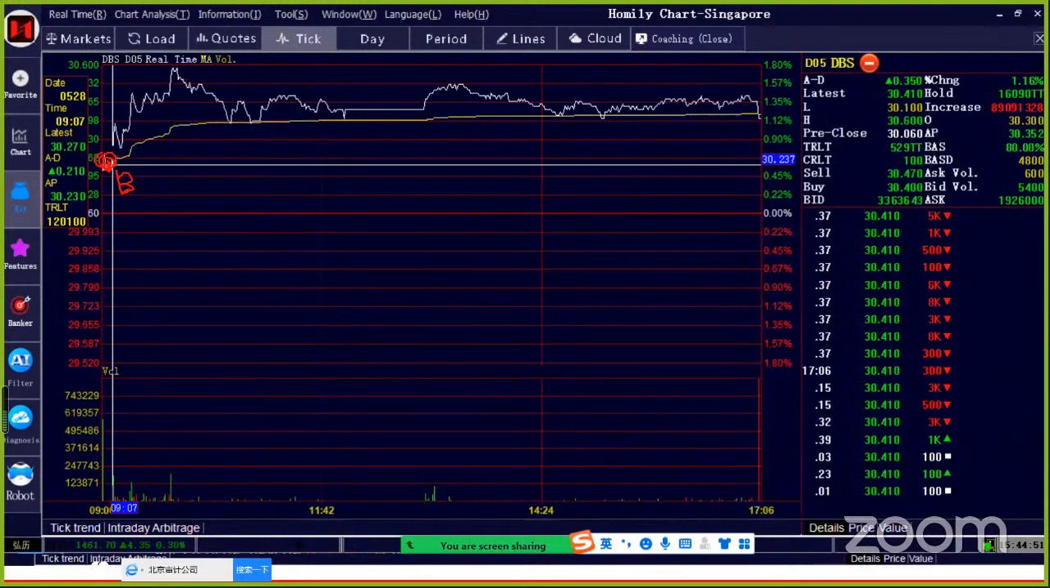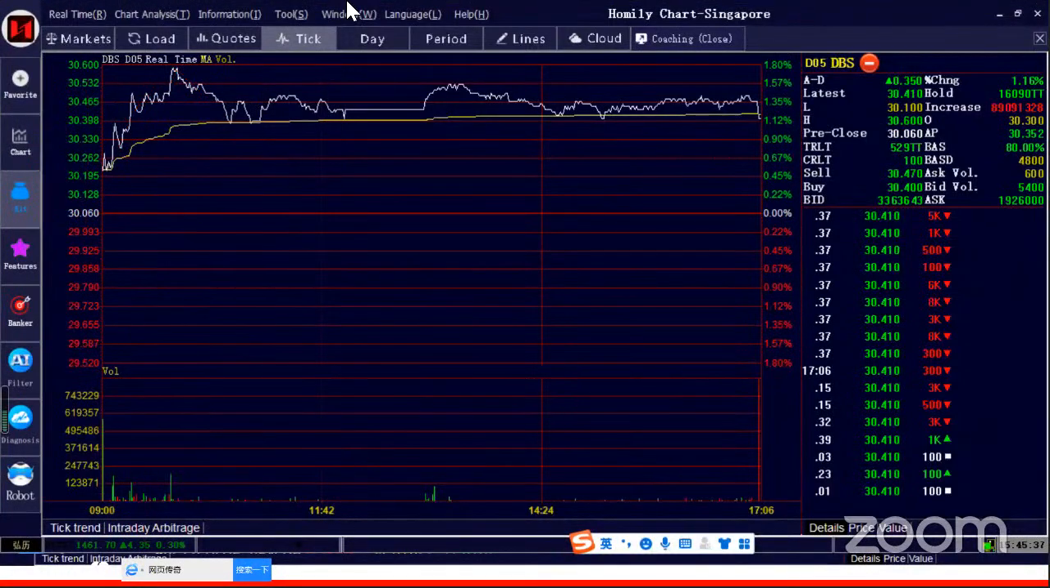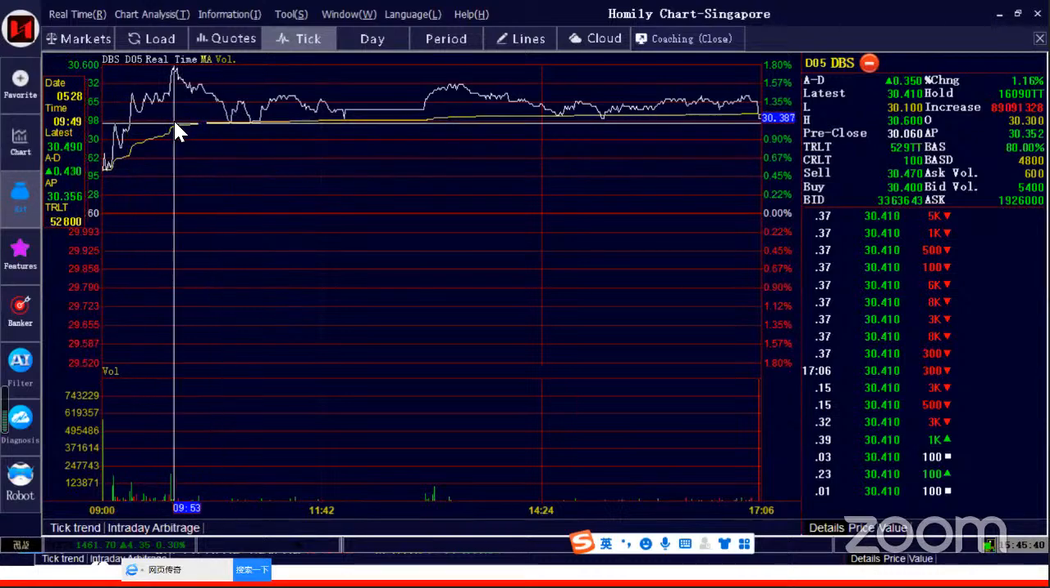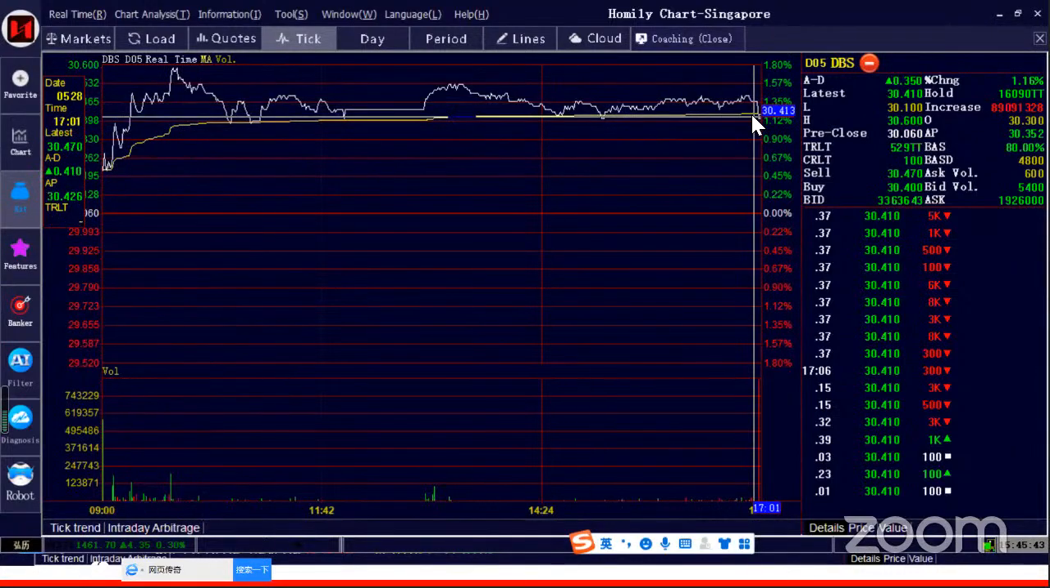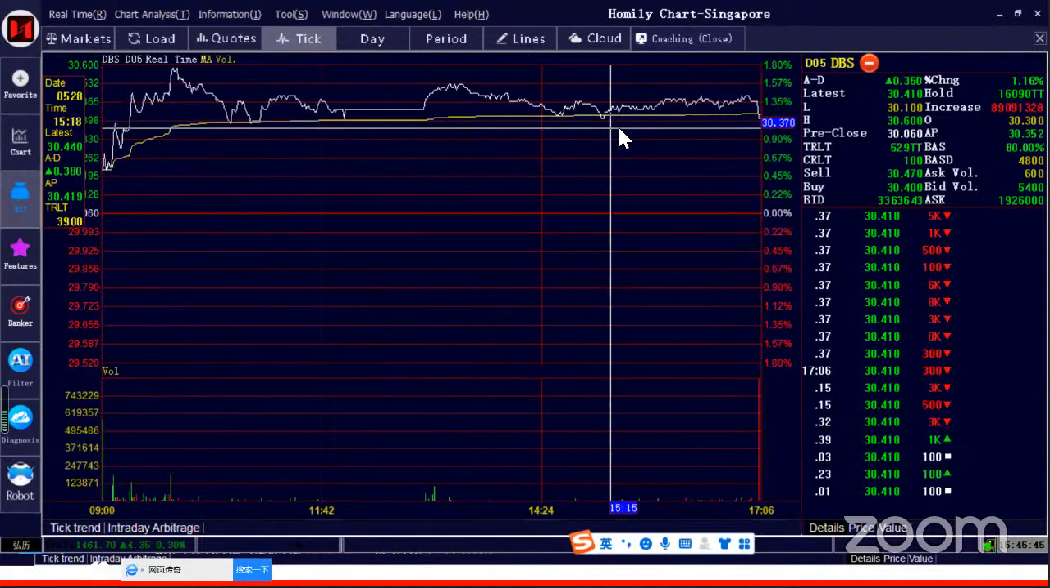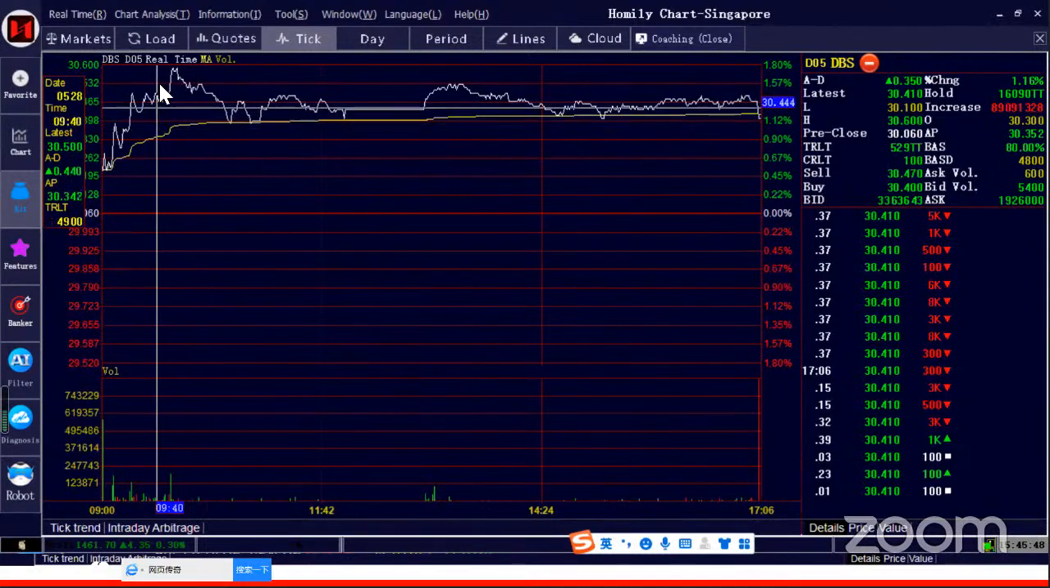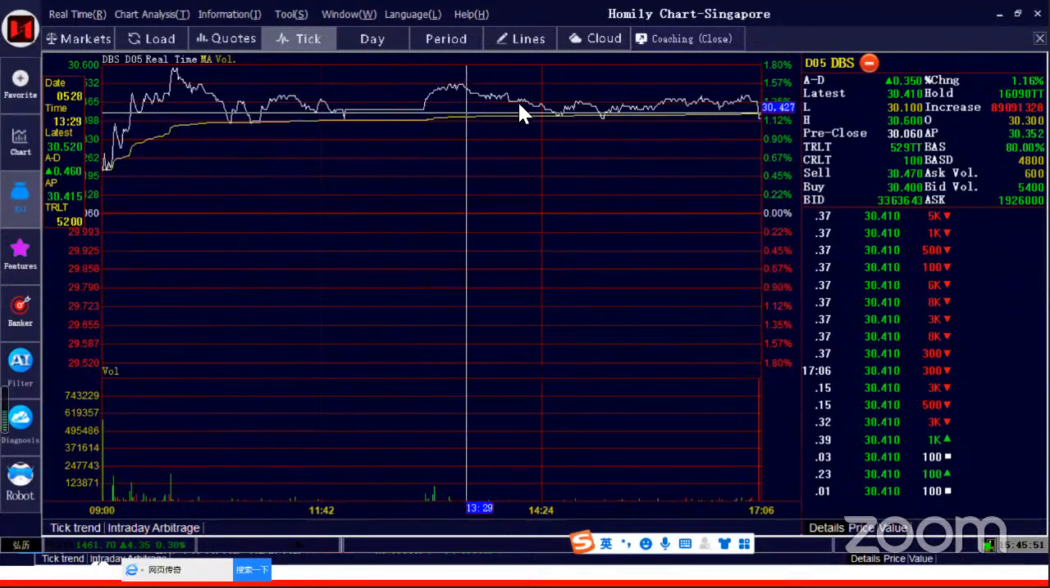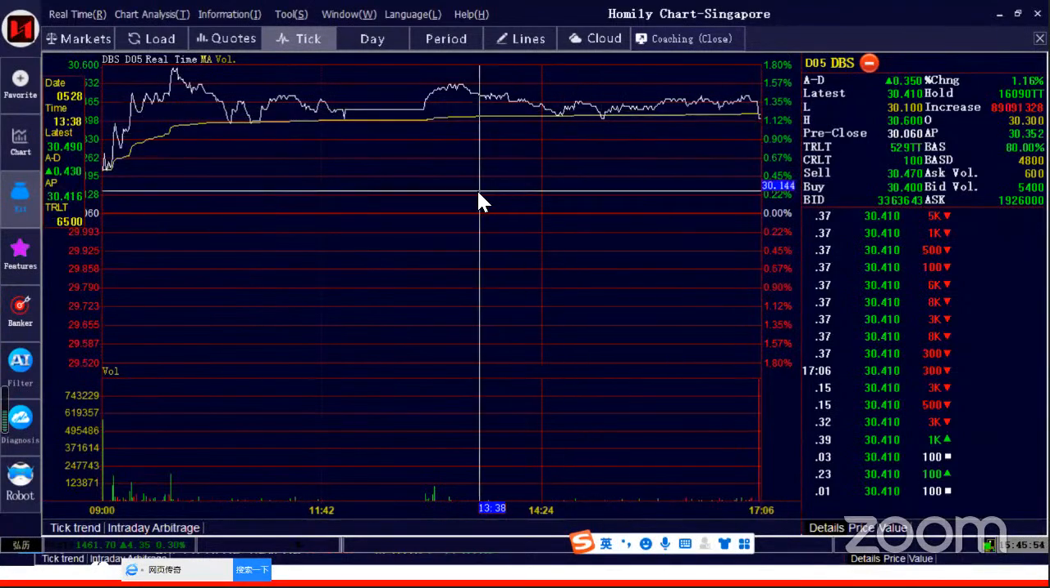Or let's say if the share has moved far apart from the yellow line, then you can wait until it retraces back to the yellow line, and then you can consider entering again, right? So you can use this tick chart to see the day's average and how the actual trading goes for the day.